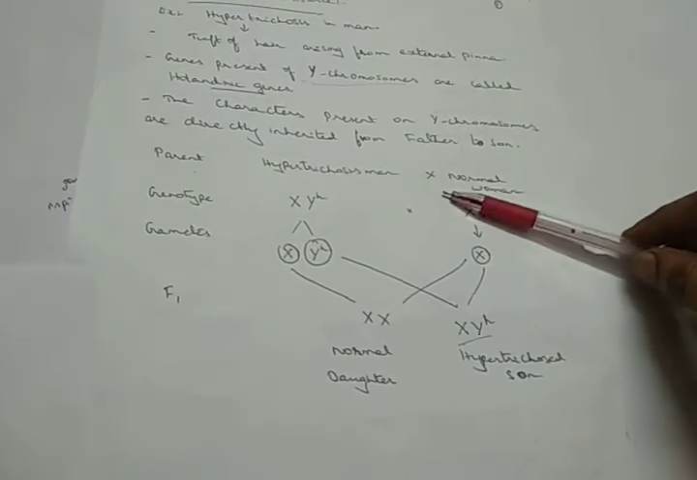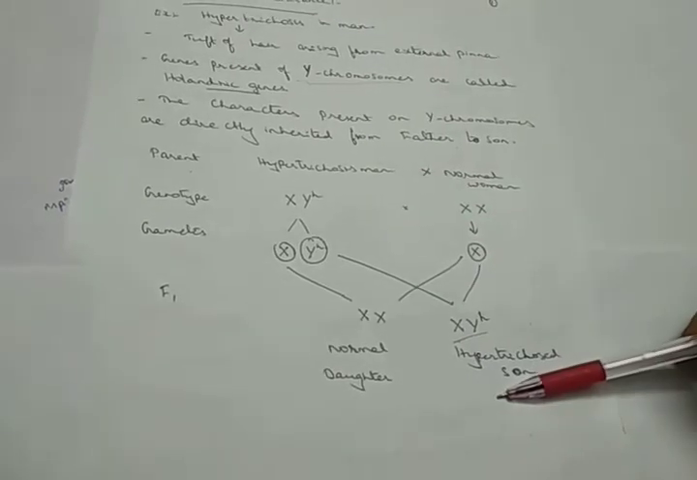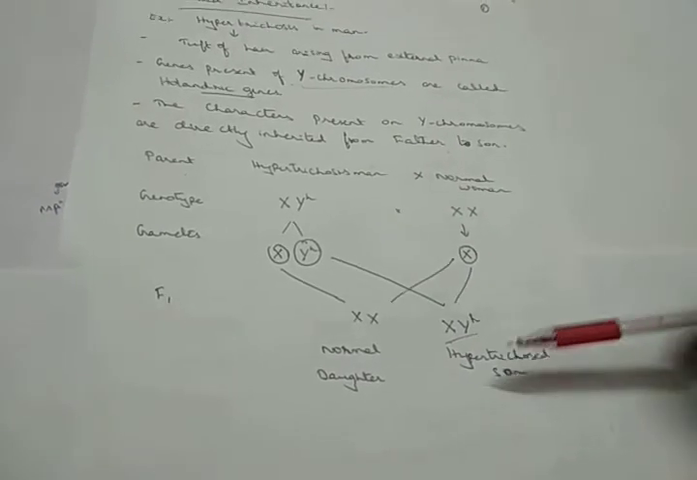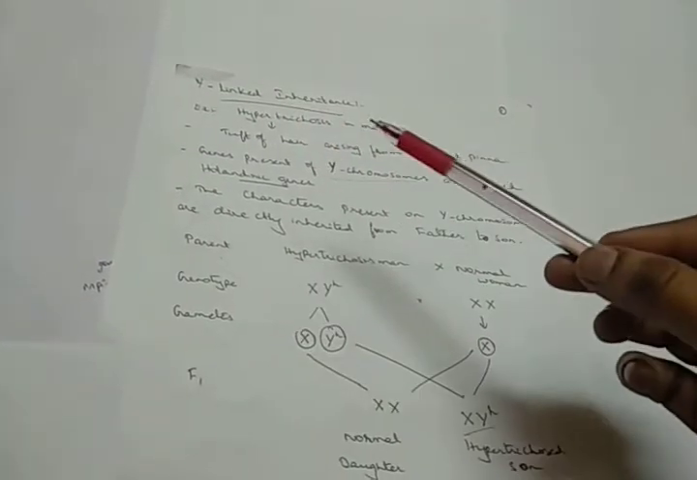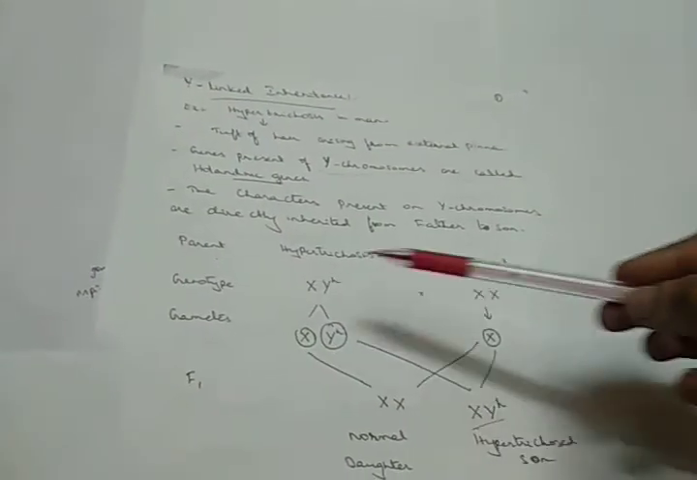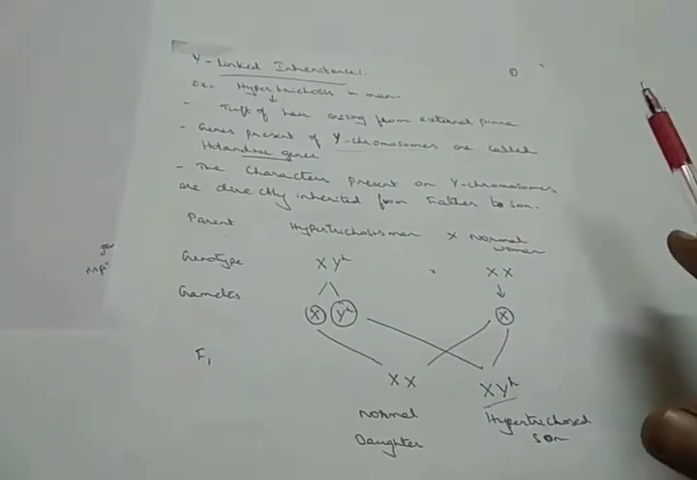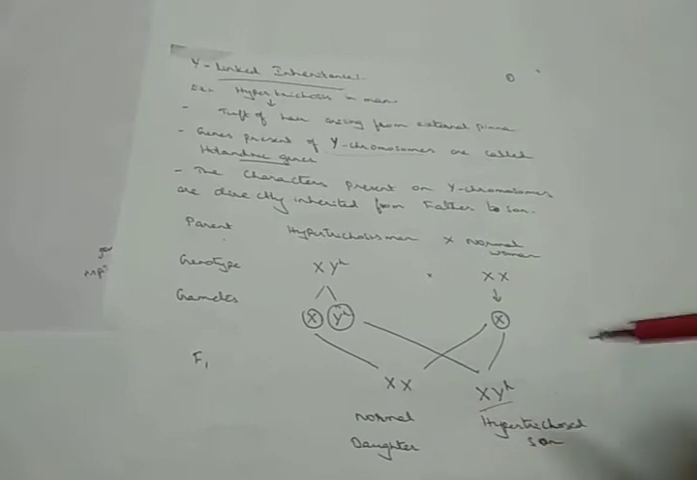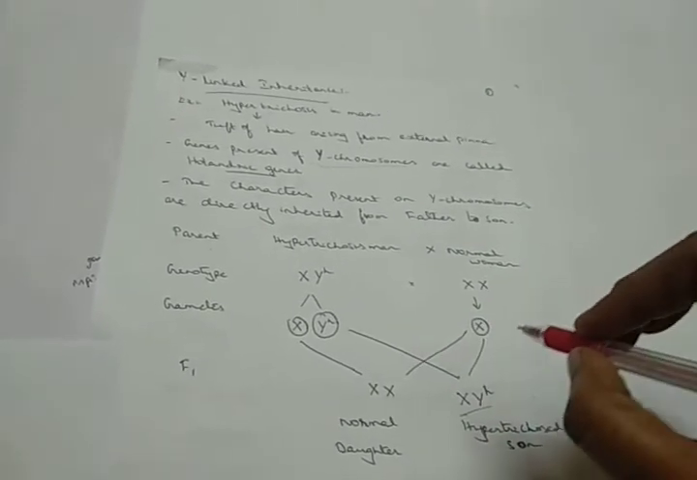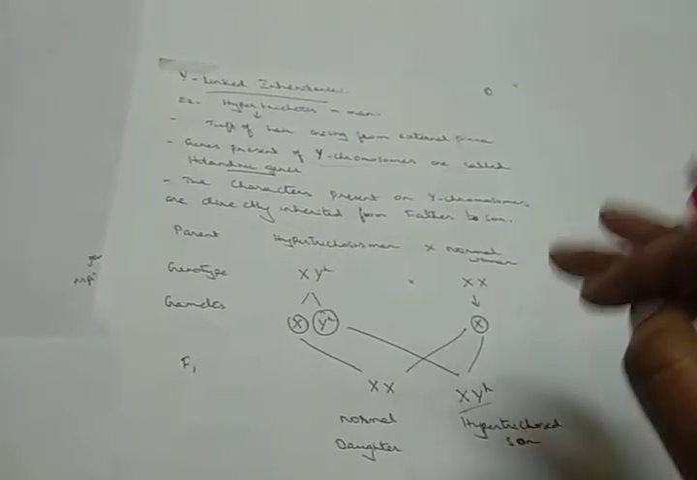So directly in the first generation, you can observe that it is transmitted from the father directly to the son. This is the example for Y-linked inheritance, and it does not show any crisscross inheritance or skipped generation. So this topic concludes sex-linked inheritance.